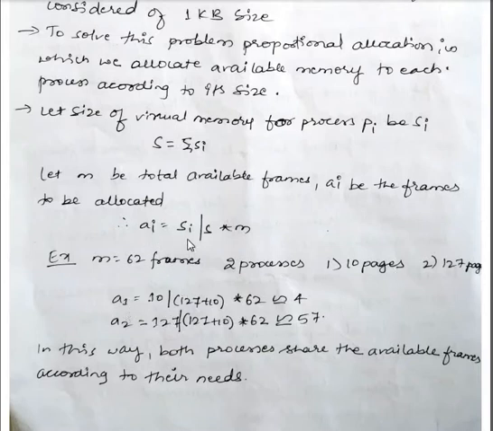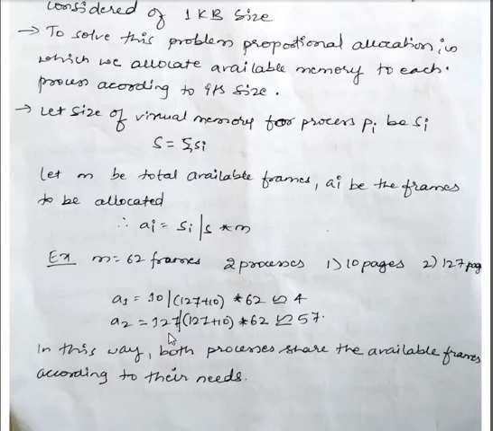So for A1, SI means what is the requirement of this particular process? It is 10. 10 divided by S. What is S? It is a summation of all the processes. How many processes are there? Only two processes. What is the requirement here? 127 and 10. Total summation is 127 plus 10, into free frames M, which is equal to 62. So approximately this will become 4, and substituting the same for the second process.